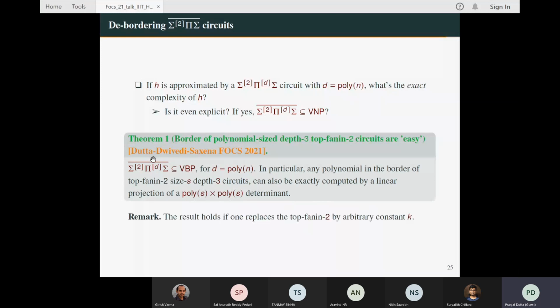Definitely I will not go into the details, but you can replace this 2 by any arbitrary constant k, and the same result holds. Although the determinant size is poly, the k will come in, but as long as k is constant, it won't matter. But it is really large, it is like s to the exponential in k. We essentially show that the dimension is s to the exponential in k, but as long as k is constant, it is poly s. Okay, so this is the theorem. This is the result we prove.